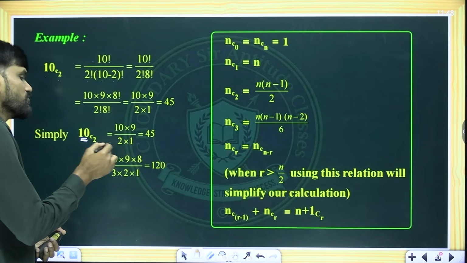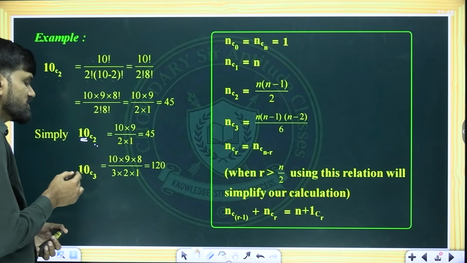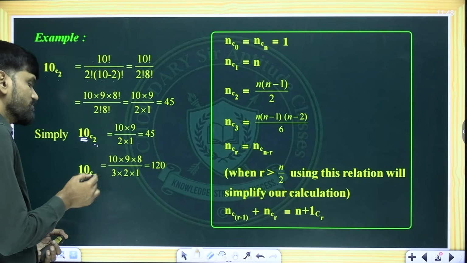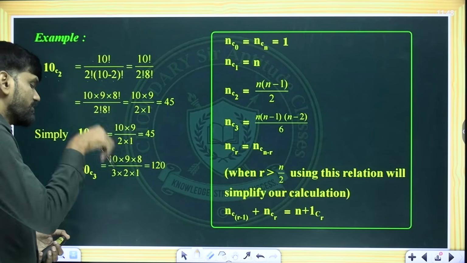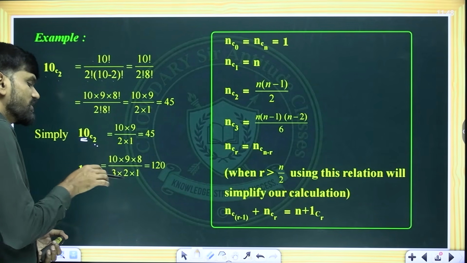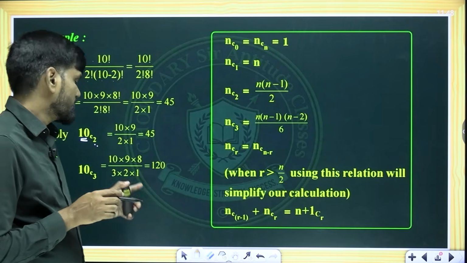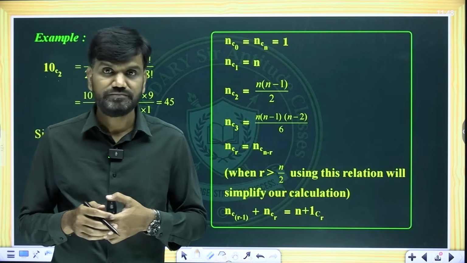Similarly, if I want 10C2 in the simplified manner, start with 10, write 2 numbers, divided by start with 2, go up to 1 at the bottom. For 10C3, start with 10, write 3 numbers at the top: 10 into 9 into 8, divided by start with 3, go up to 1 at the bottom. That will give you 10C3.